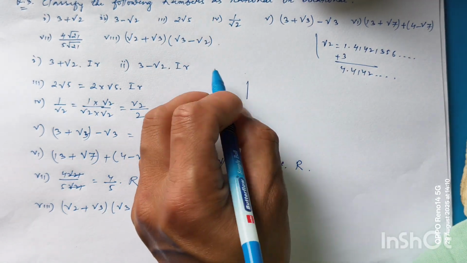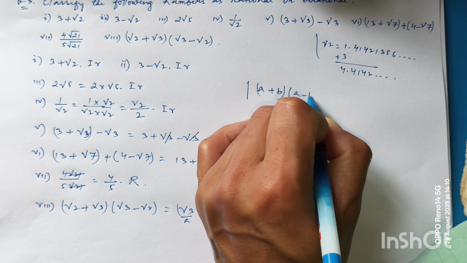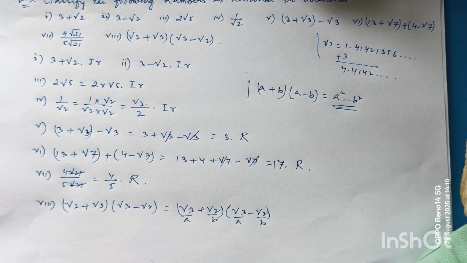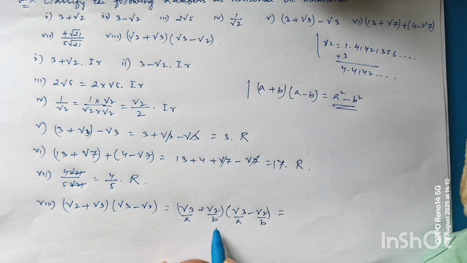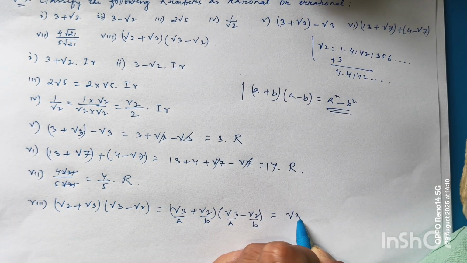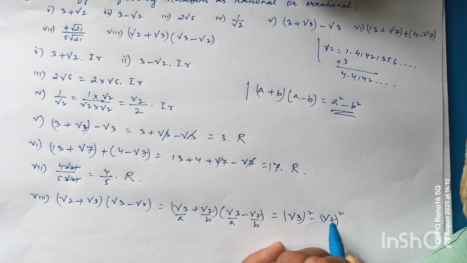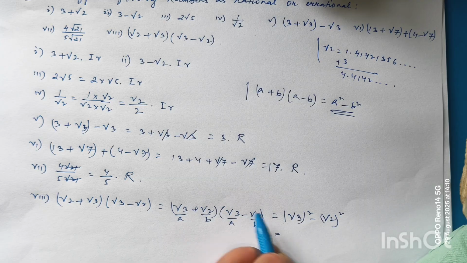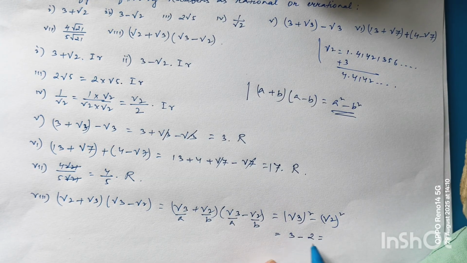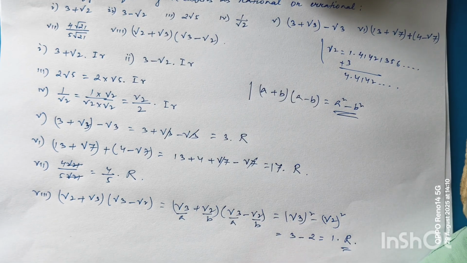So in class 8 we have learned A plus B whole into A minus B whole equals what? A square minus B square. You're going to use this formula. So A plus B whole into A minus B whole means A square. Where is A? Root 3 square. A square minus where is B? Root 2 square. So here we can write root 3 square is 3, minus root 2 square is 2. 3 minus 2, 1. 1 is what number? Rational number. I think you'll understand.